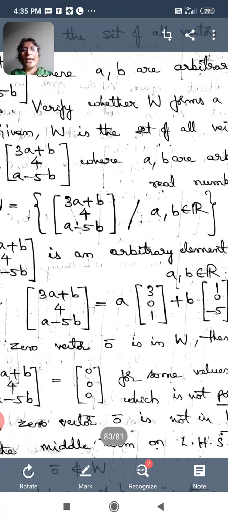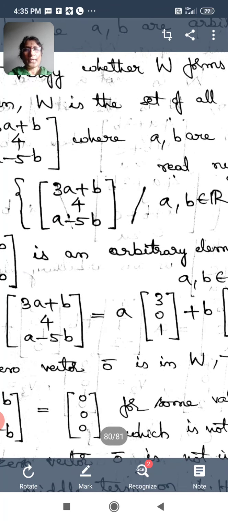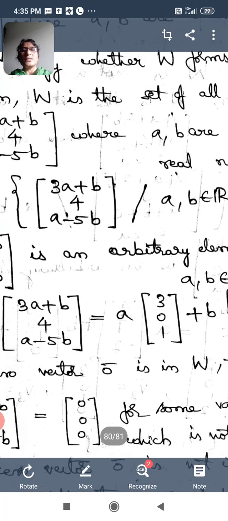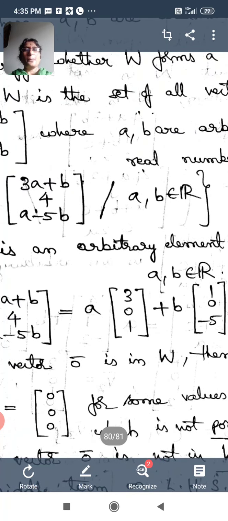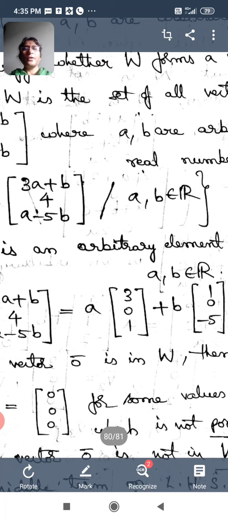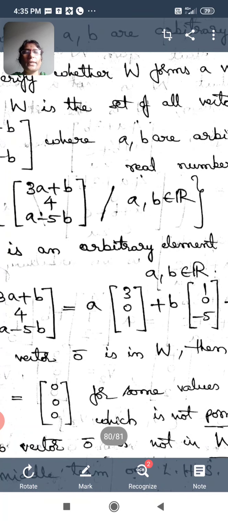For that I take a common first. As the variable a appears in the column vector on the left hand side, let us take a common. Then we get a times 3 0 1 as the first scalar multiple. And now, after plus, take b common, and it will be equal to b times 1 0 minus 5. How did we get this 3 0 1 vector and this 1 0 minus 5 vector?